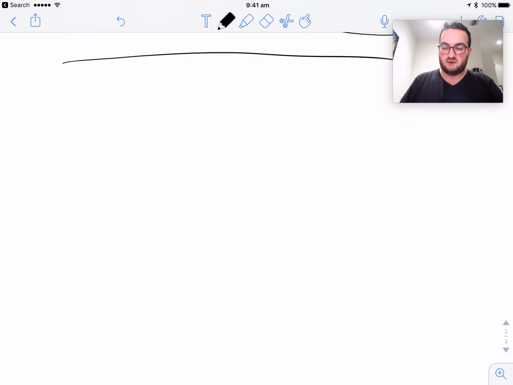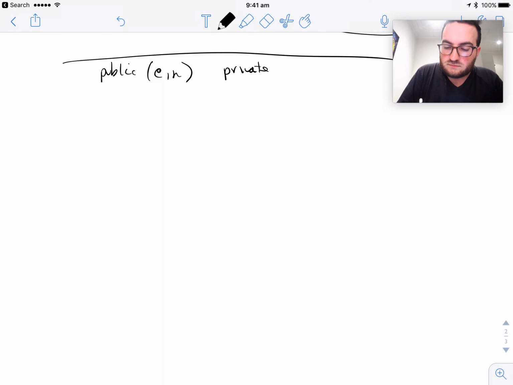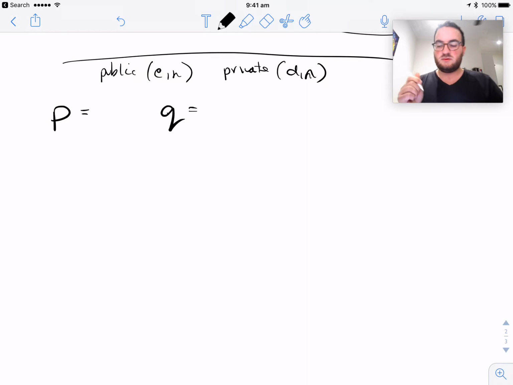The first way to figure out your public key, which is your E and your N, and your private key, which is your D and your N, is you start by picking two numbers. The two numbers are called P and Q. You really have to mind your P's and Q's, because these should be prime numbers. Typically they should be really large prime numbers, but because I don't hate myself, I'm just going to pick really small numbers. I'll pick 3 and 11. They're both prime numbers.